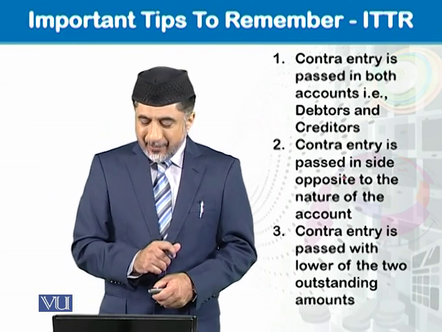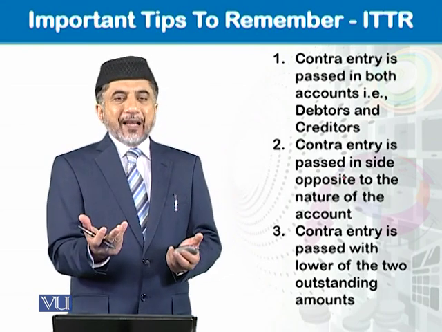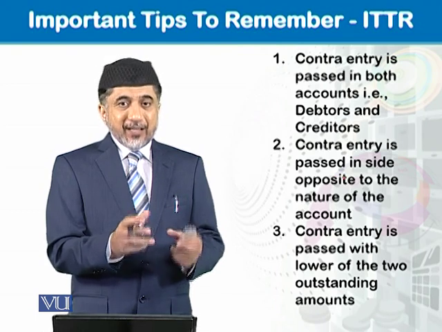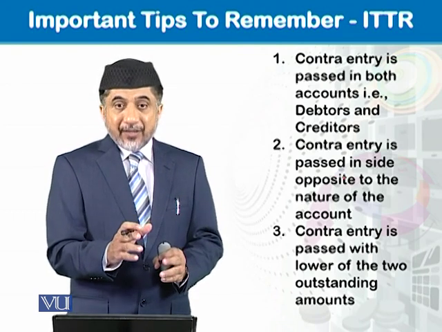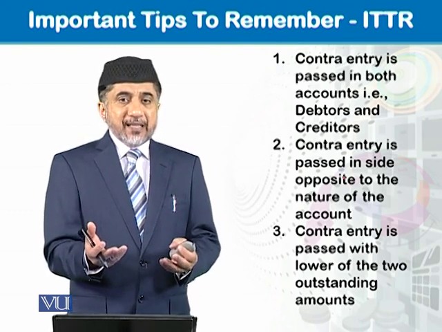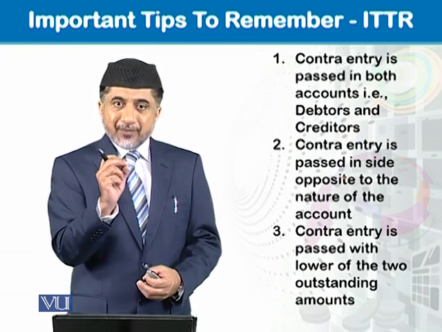Great. So, contra entry is passed with the lower of the two outstanding balances, as we observed. Okay, that lower was 500, we passed the accounting entry with 500. In the second scenario, lower was 700. Regardless of whether that lower amount is representing a debtor or creditor, we will pass this contra entry with the lower amount.